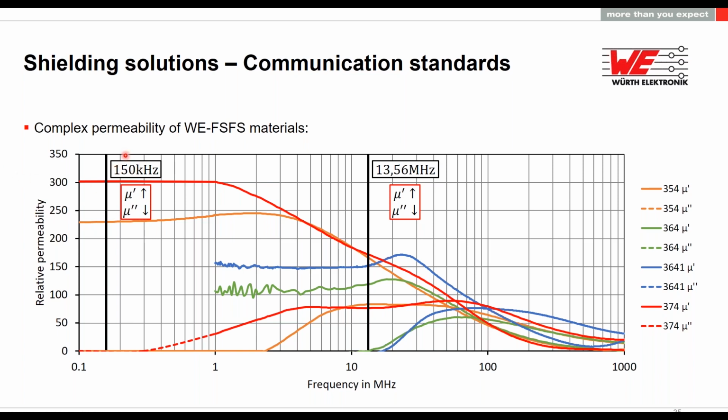So for example, this is the frequency for wireless power transfer. This is the frequency for NFC RFID applications. And we need to choose the material that provides really high reflection, having very low losses.